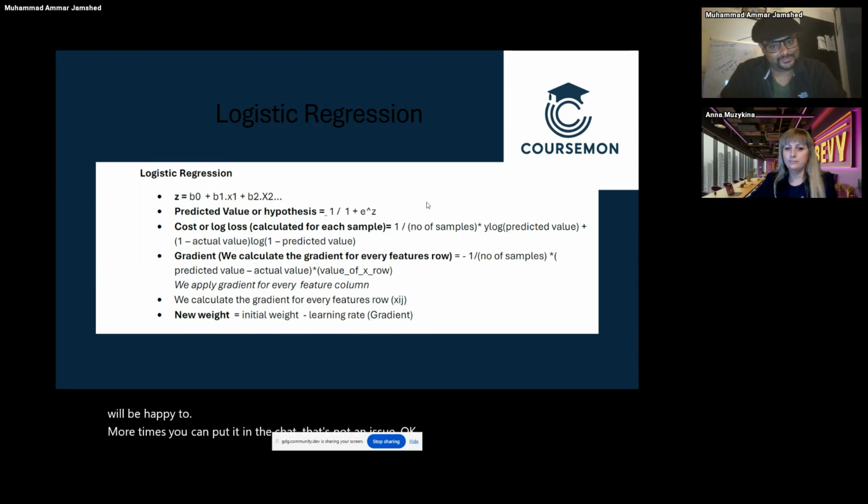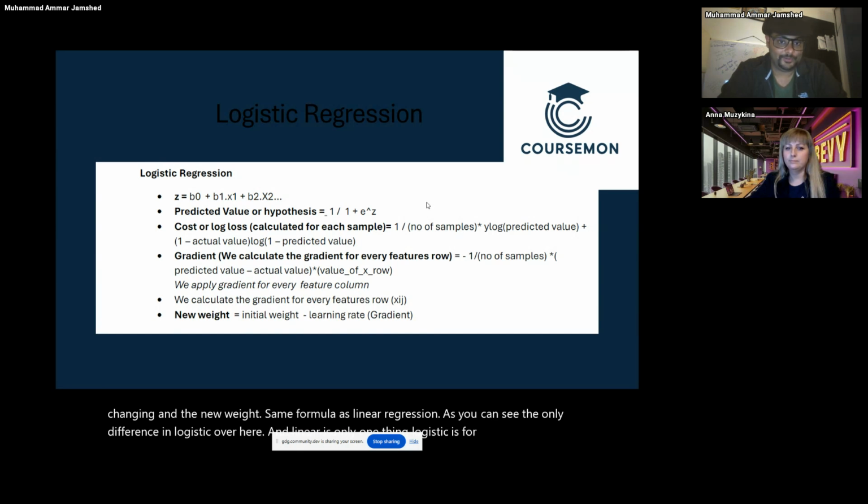And gradient, again, see how it's changing. And then new weight, same formula as linear regression, as you can see. The only difference between logistic and linear is only in one thing. Logistic is for classification. Linear is for continuous prediction. That's the only difference between both of them.